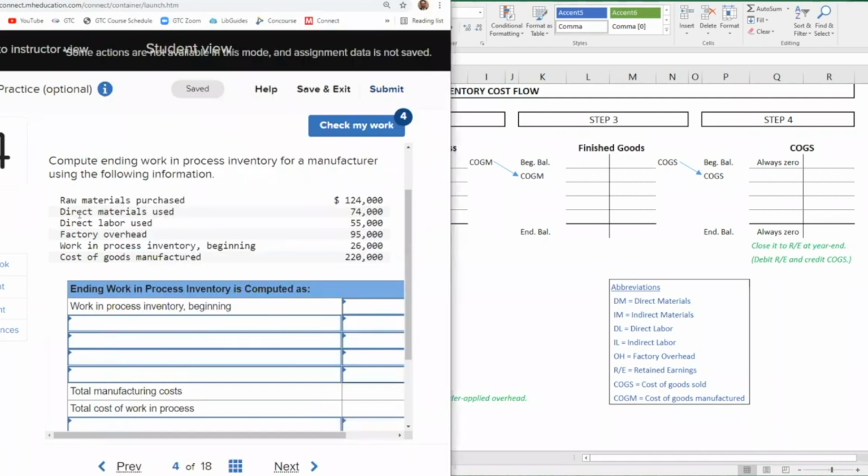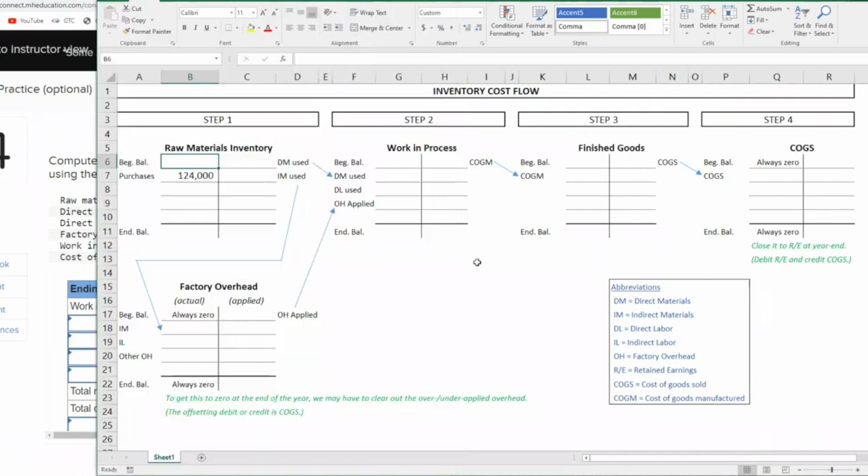Now, what about this? Direct materials used. What does it mean to use direct materials? 74,000. What that means is, now please note the name of this account. The name of this account is not direct materials inventory. The name of this account is raw materials inventory. So we have both direct and indirect materials in this same T account. So when we use direct materials, it's coming out of this number. It's coming out of what it was over here.